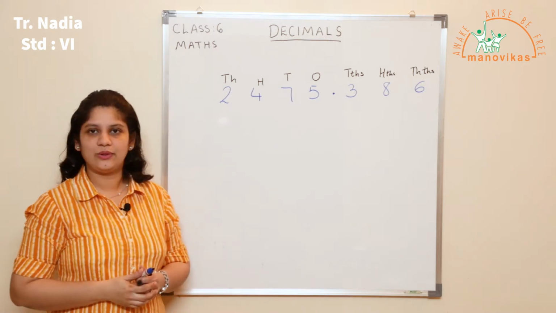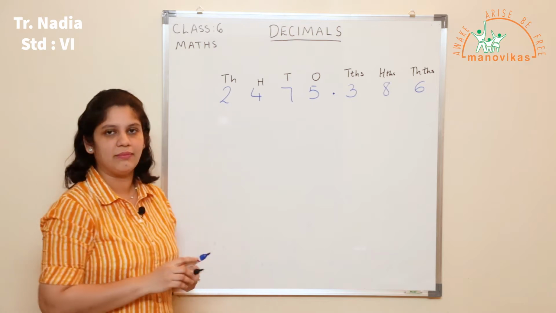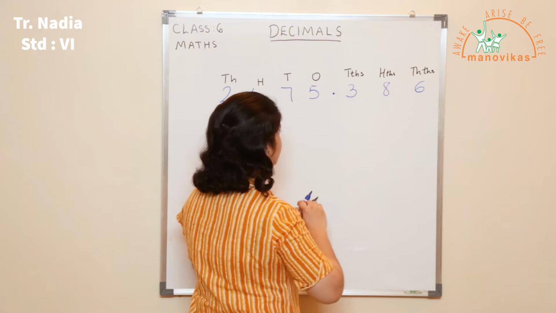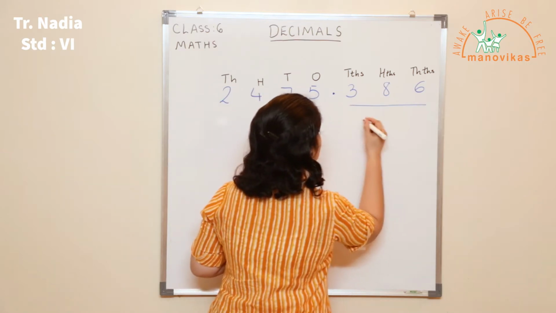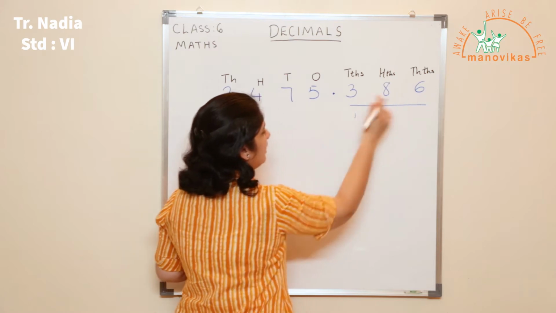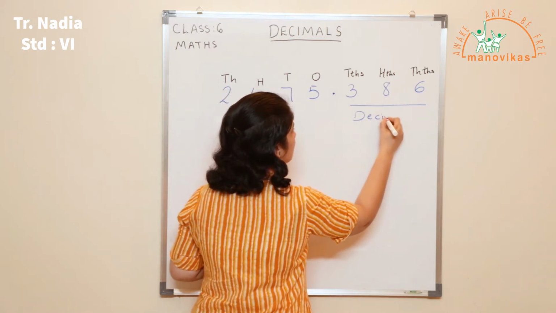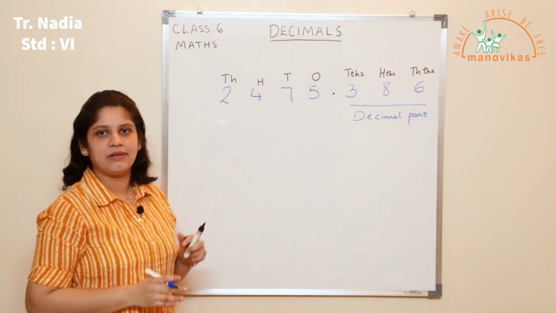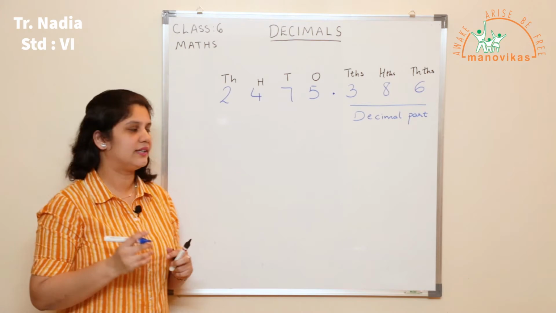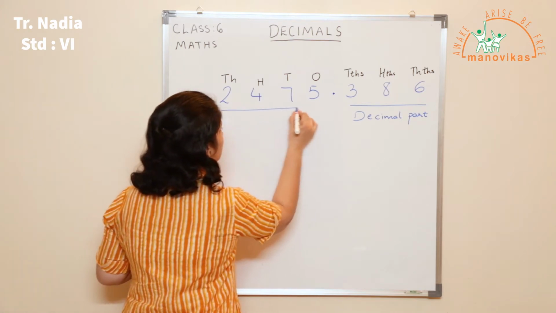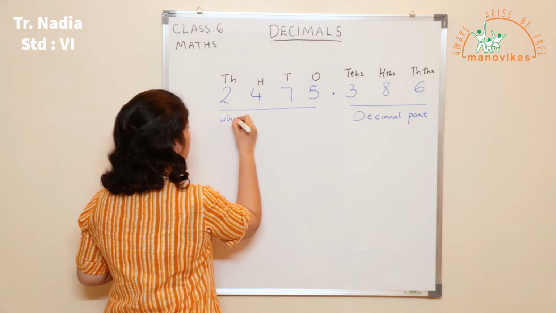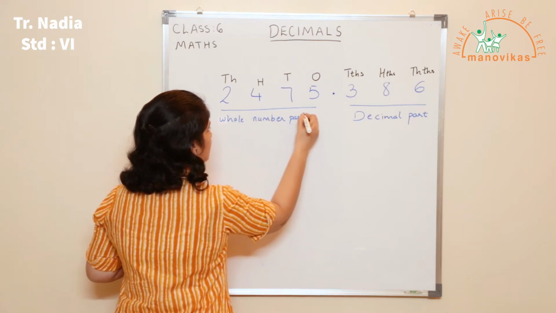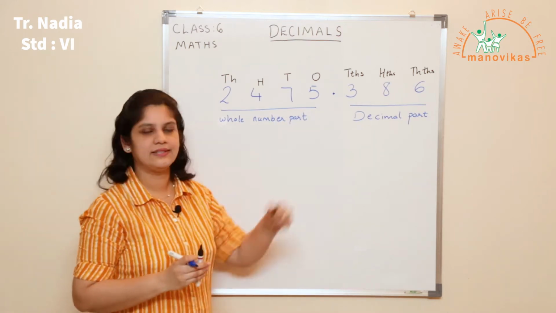Now let us further try to understand what we mean by these decimal places. The digits which are after the decimal point contribute to the decimal part, and these digits are the whole number part. Okay? So this is the whole number part, this is the decimal part.